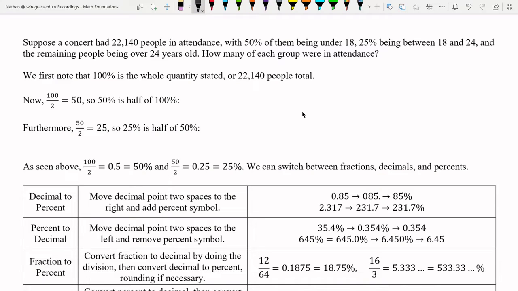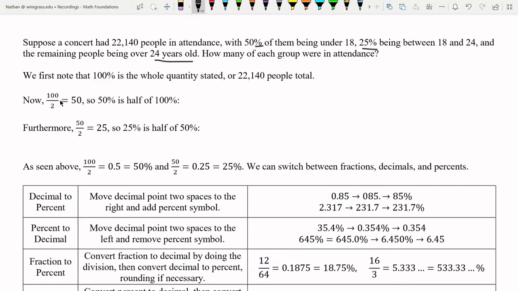Suppose a concert had 22,140 people in attendance, with 50% of them being under 18, 25% being between 18 and 24, and the remaining people being over 24 years old. How much of each group were in attendance? It's first important to note that when we talk about percentages, 100% is the whole quantity stated. So 100% refers to 22,140 people.